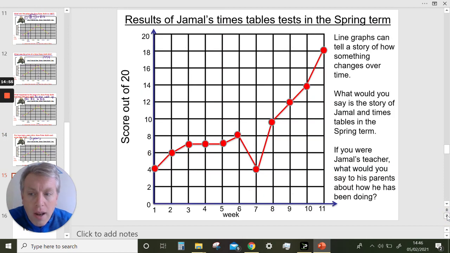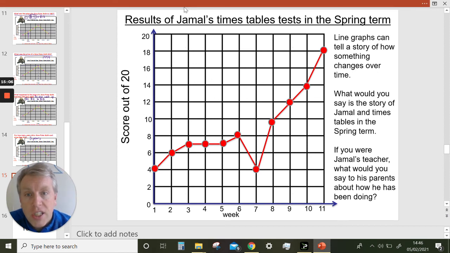Now, here's a different line graph, and we'll just look at this quickly. Line graphs can tell a story of how something changes over time. And this one tells the story of a boy called Jamal, who's been doing a times tables test every week in the spring term. So let's look along the bottom. So we got that information from the title, didn't we? Always look at the title first. Then we see week 1, week 2, week 3, week 4.